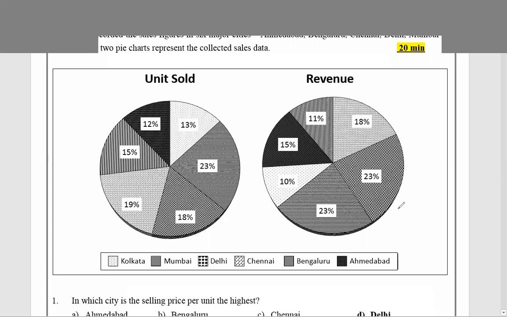Commonly, students are very much comfortable when two pies are given. Like you can see in the given figure, Apple Alliance has recently launched a new version of flagship smartphone Uphone in India. They have recorded the sales figures in 6 major cities: Ahmedabad, Bangalore, Chennai, Delhi, Mumbai, and Kolkata. The two pie charts represent the collected sales data. Fine. Up to here the students have no issues.